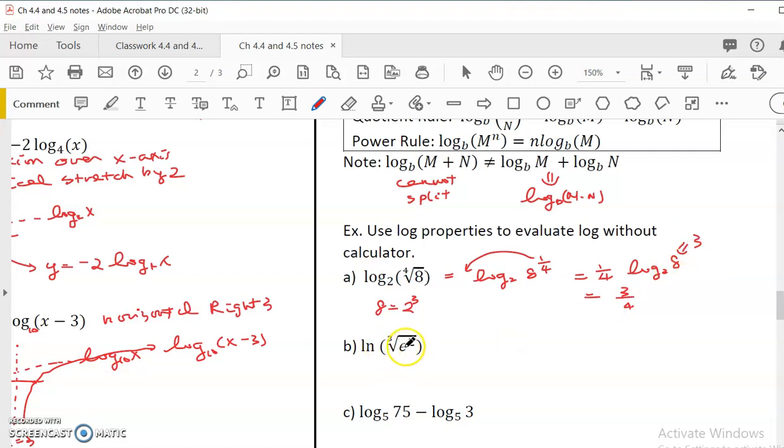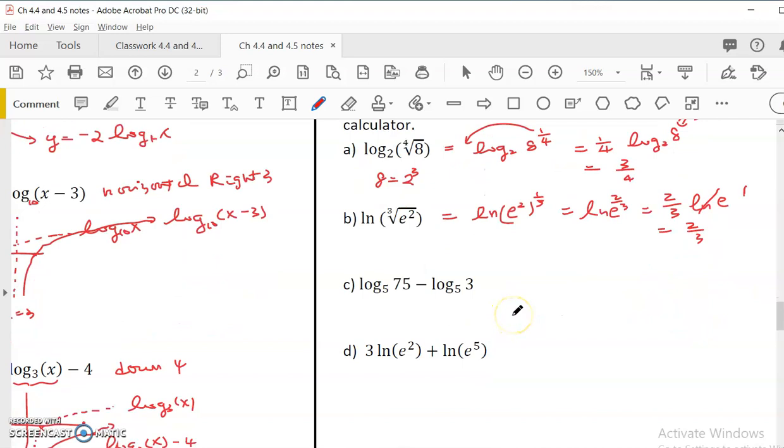And then ln of the cube root of e squared. We're rewriting the cube root as an exponent, so e squared to the 1/3. We can simplify the exponent by multiplying them, so it will be e to the 2 over 3. Then move the 2 over 3 outside, so it will be 2/3 times ln e. ln e is 1, right? So that's equal to 2/3.